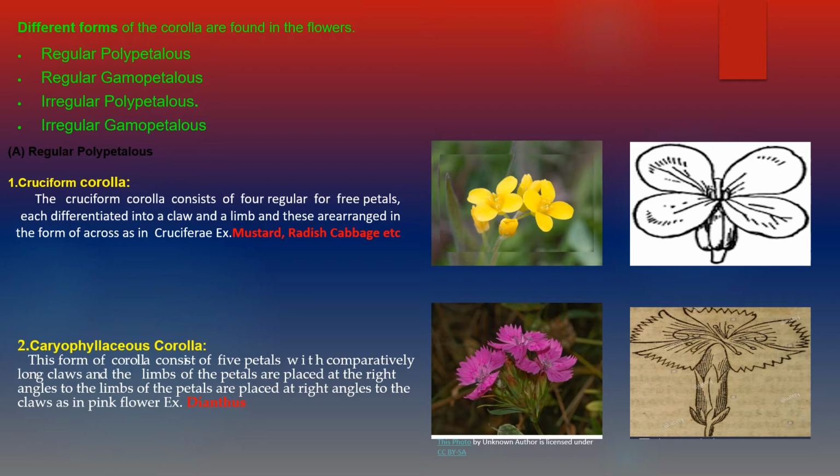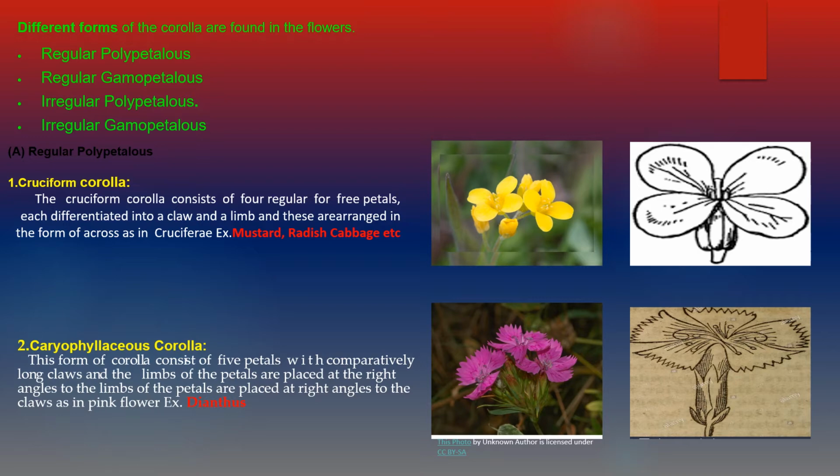the cruciform corolla. This is a cruciform corolla. The cruciform corolla consists of four regular free petals, each differentiated into a claw and a limb, and these are arranged in the form of a cross, as in example Cruciferae, like that of mustard, radish, as well as cabbage.